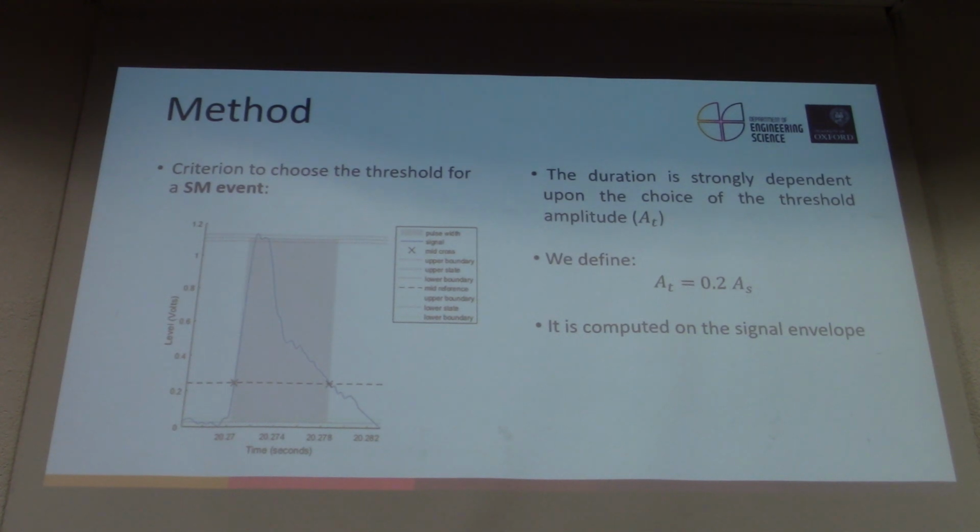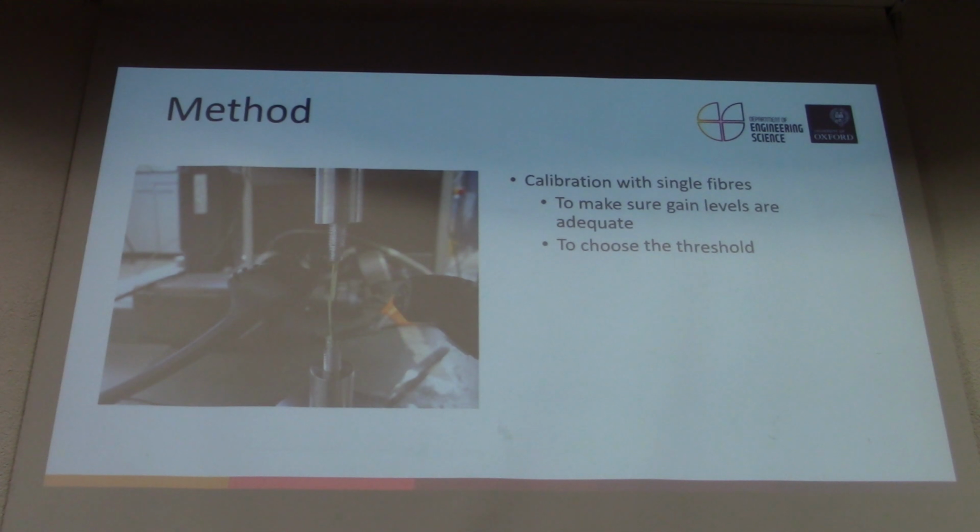Well, in order to do that, we need to look at the envelope of the signal. So this is a part of the envelope of the signal, and we will say that this is something that we, from now on, will call a sound measurement event. And this will be a sound measurement event, and this will be the breakage of one single fiber whenever that envelope is above a certain threshold. In this case, we use a threshold of 20% of the maximum recorded signal. But, okay, what is this threshold? How can we choose it properly?